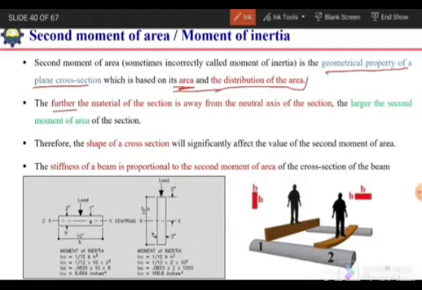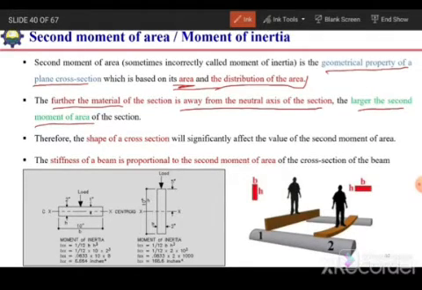What it means is, the further the material of a section is away from the neutral axis of the section, the larger will be the second moment of area. For the same cross sectional area, if we arrange that area in such a way that the material is away from the neutral axis, the moment of inertia or the second moment of area will be high. For example, in these two figures we have the same area, but the second moment of area magnitude is different. Here it is only 6.6 in to power 4 and here it is 166.6.